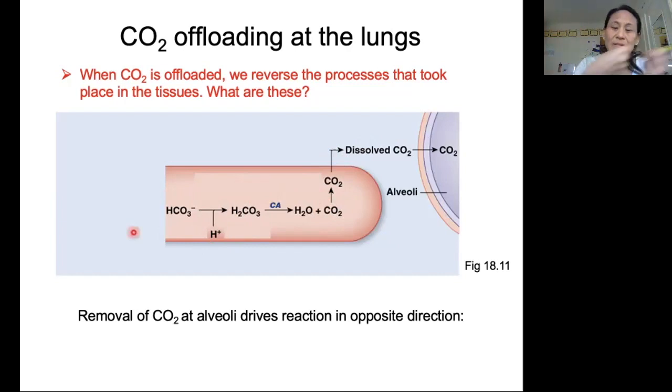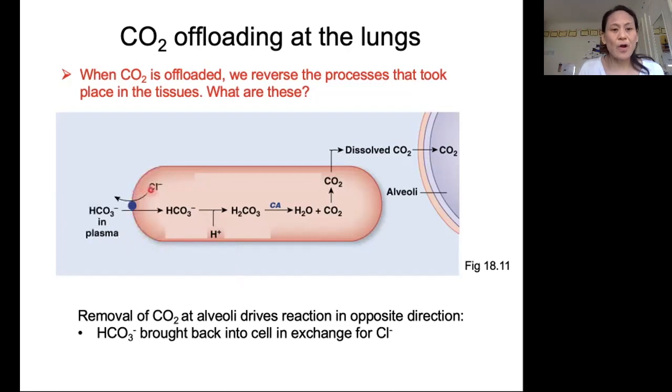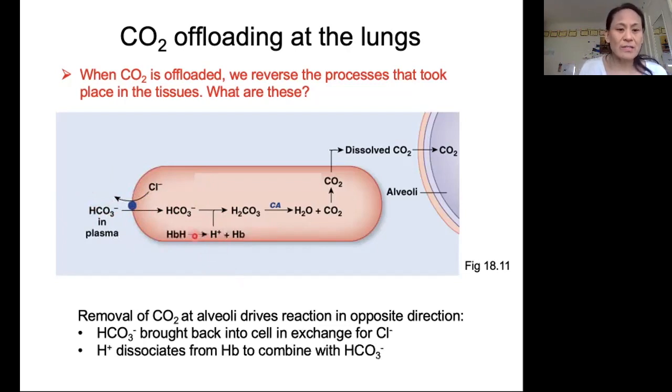which means that we're going to be pulling our reactions in favor of bringing more HCO3 minus and H plus into the cell. How do we do that? For our bicarbonate, we bring it back into the cell in exchange for chloride. For our hydrogen ion, we're going to dissociate it from hemoglobin.